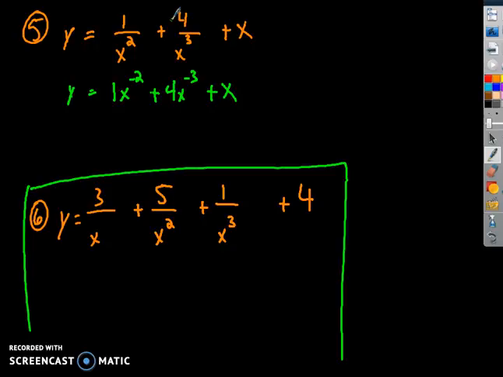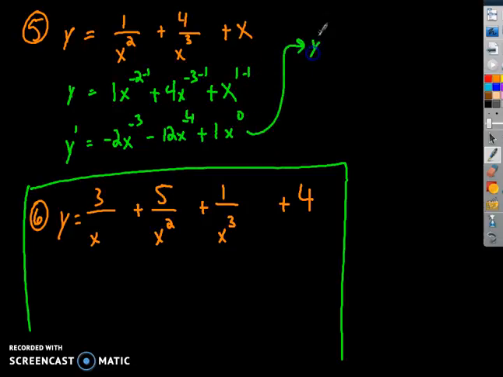So now I'll take the derivative of that. The derivative is pretty easy. I would call this negative 2x to the negative 3, subtract 12x to the negative 4, plus 1x to the 0. Yeah, it's a 0. And because they began with fractions, now that I found my derivative, I will put it back in fractions. So y prime is equal to negative 2 over x to the positive 3, subtract 12 over x to the positive 4, plus 1. All right, so that's it.